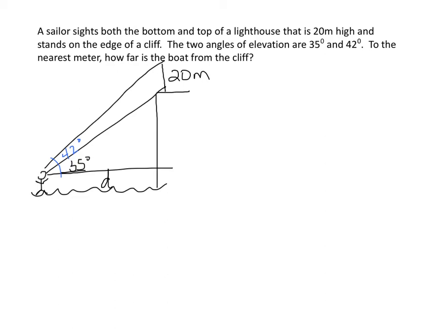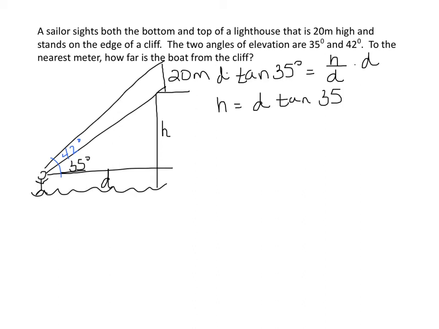For this problem, I will actually start with the smaller triangle, and I'm going to call the height of the cliff h. So what I'll do is I will take the tangent of 35 degrees, because I know that that's h over d. And what I'll actually do is solve for h, which means I will multiply both sides of this by d. So h is equal to d times the tangent of 35. I can do the same thing with the larger triangle, and if you're not sure where that is, it's this triangle here.